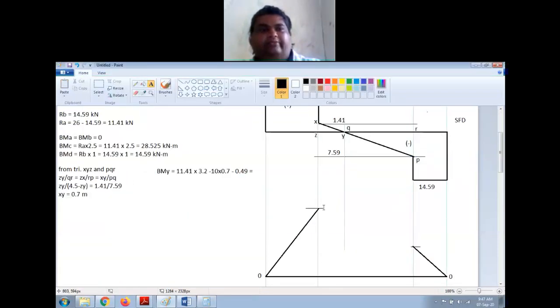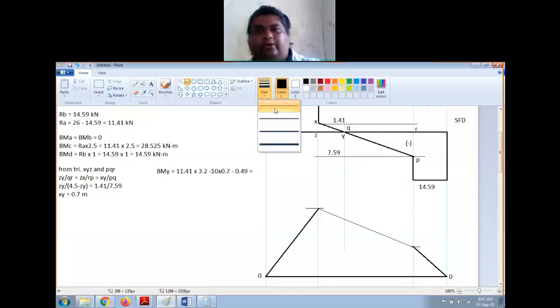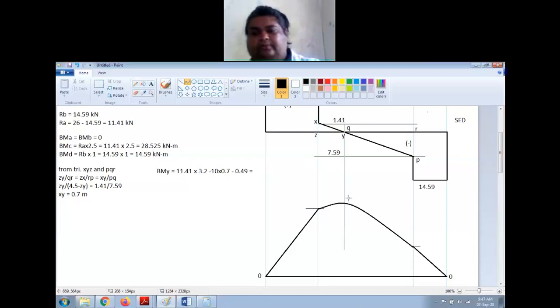That is the maximum bending moment, right? So here I have 28 point something. So slightly above this, you will have the maximum bending moment. So you just have to draw a parabolic curve like this. So this is the maximum bending moment.